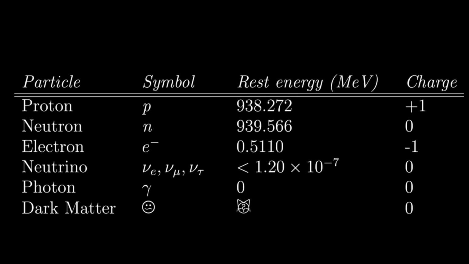And each of them, as you see in this little table, we have their symbols where the proton is a P and neutron an N and electrons an E with a superscript minus. You have the neutrinos, which are the Greek letter nu, and they are three different flavors: electron, mu, and tau. Photons are always given by gamma. And dark matter, we don't know what it is, so I'm just giving a crazy little icon there. Notice their rest energies and notice their charges. And so these are the typical particles that we're going to be talking about in this lecture.